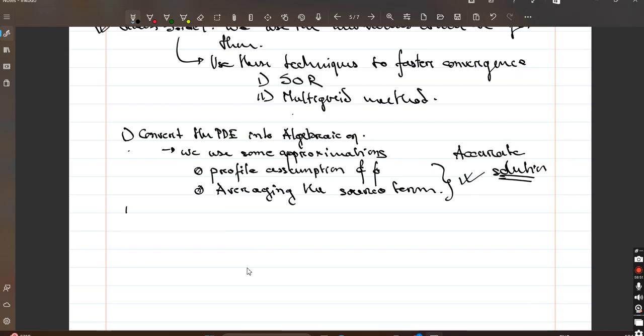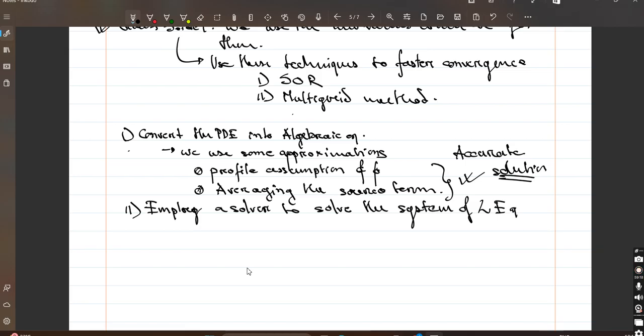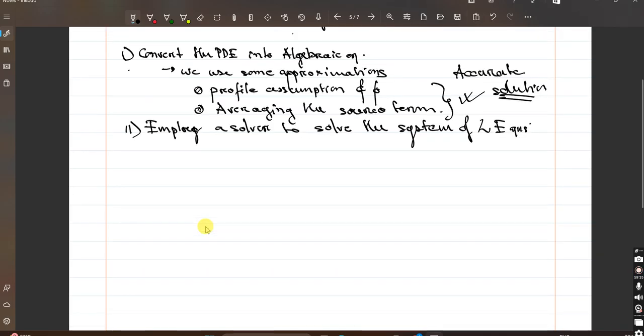then once we have arrived at the system of linear equations or algebraic equations, we employ a solver to solve the system of linear equations, right? So this is the basic methodology of how you will solve your governing equations in a numerical way. All right.